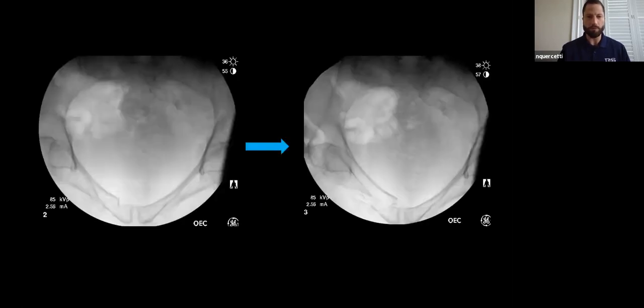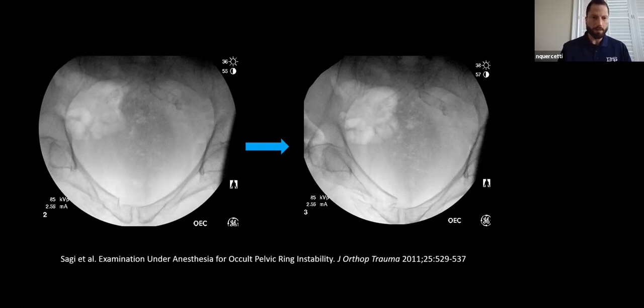So we go to the operating room, and I've started getting lateral compression stress images of all these just to demonstrate the amount of internal rotation that will occur with weight bearing. And this was this patient. So you get 1 centimeter of displacement. Saji described the manipulation under anesthesia for younger higher energy traumas, but I still do it for elderly patients as well.